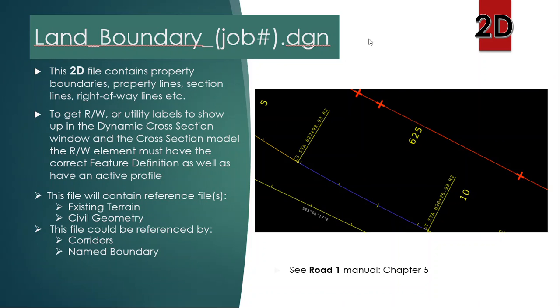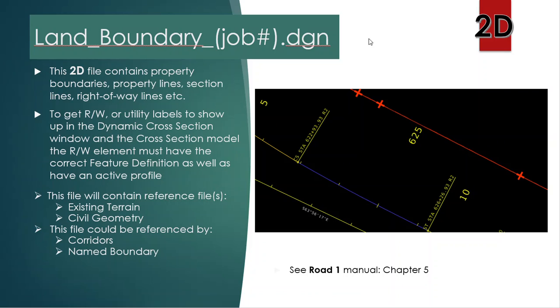The land boundary file is a 2D file. This 2D file contains property boundaries, property lines, section lines, right-of-way lines, and utility lines. Now, people are using them for utility lines to place them in there. To get your right-of-way or utility labels to show up in the dynamic cross-section window and the cross-section models, the right-of-way element must have the correct feature definition as well as have an active profile.